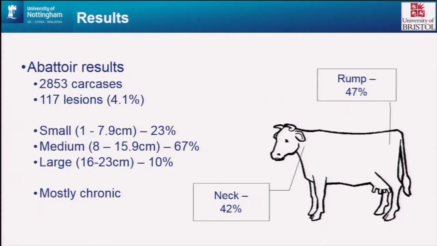You can see that we found 47% of lesions were in the rump and 42% were in the neck region of those animals. We thought it was quite interesting that a lot of those lesions were chronic. When we think about injection site lesions, we often think about abscesses or hemorrhage and active processes, but these were scar tissue and fibrosis for the most part. So that told us that even when we're injecting animals as calves, we need to think about this because that can have consequences when they're slaughtered later on.